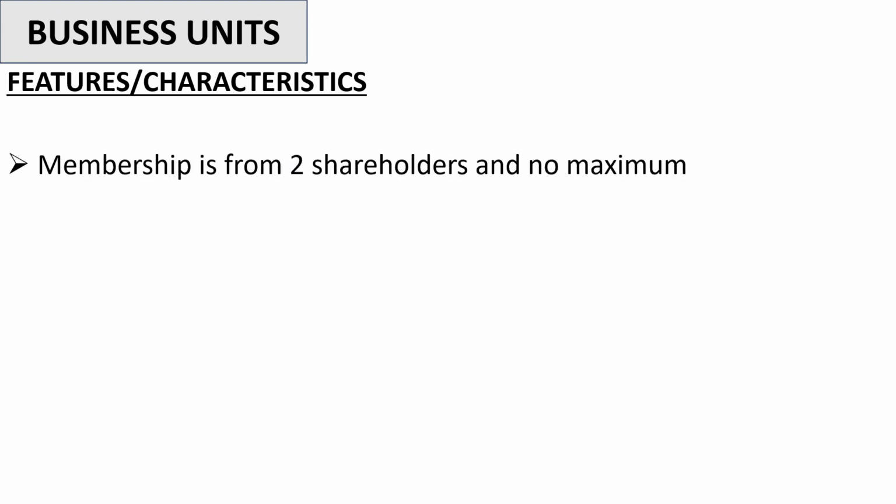Let's take a look at features or characteristics of a public limited company. Membership is from 2 shareholders and no maximum. So it cannot be formed by 1 person. It has to be 2 people. But the maximum number of people, there is no maximum. It can be 100 people, it can be 1,000 people, it can be 2 billion people. But the minimum number should be 2. It can't be 1. It has to be 2 or more than 2.